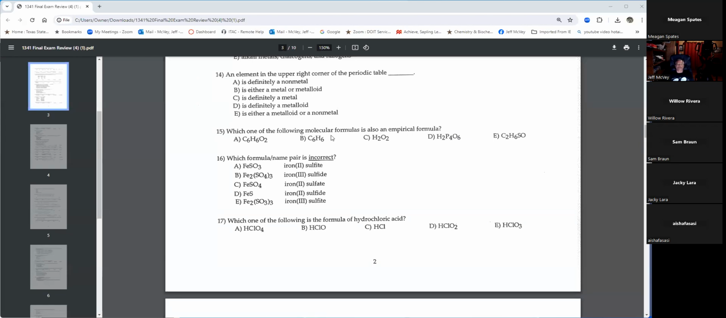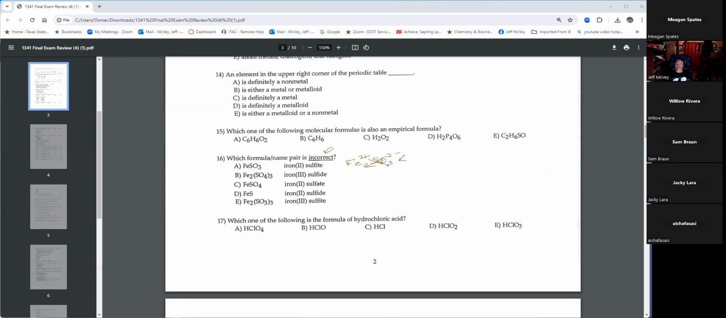Okay, it's a naming thing. Which formula is correct? So here's what we're gonna do. We're gonna make the formula or is incorrect. We're looking for the wrong one. So iron 2 sulfite. Here's the way to do this, guys. Iron 2 means you've got a 2 plus iron. Sulfite is SO3. It's got a 2 minus charge.